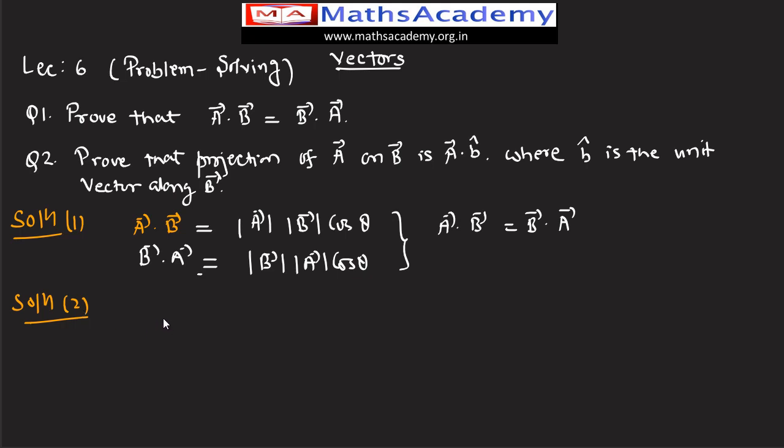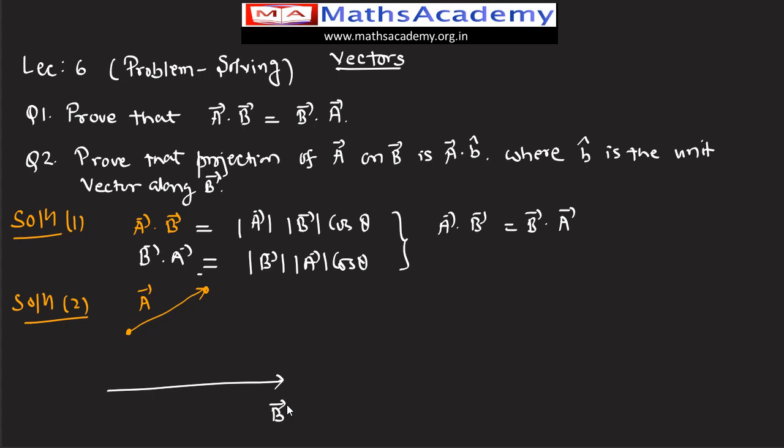First of all, we consider one vector, A vector. This is the initial point and this is the terminal point of the vector A. Now we consider another vector, this is our B vector. Now we are going to take the projection of the vector A on the vector B.